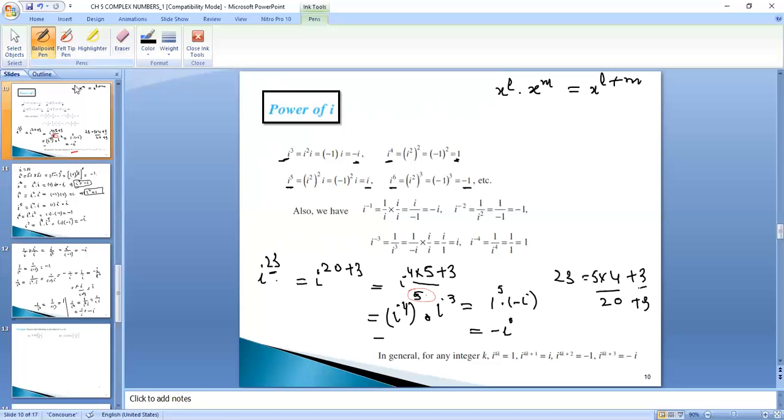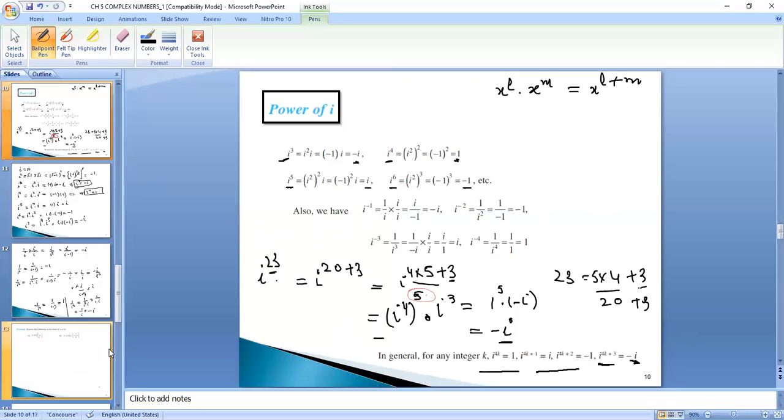Here it is 23, and 23 I have written 20 plus 3, 4k plus 3, right? So my result resembles iota raised to power 4k plus 3, and my output is also minus iota. So for multiple choice questions, you can keep these in mind as formulas: iota raised to power 4k is 1, 4k plus 1 is iota, 4k plus 2 is minus 1, and 4k plus 3 is minus iota, right? So it will be helpful to you.